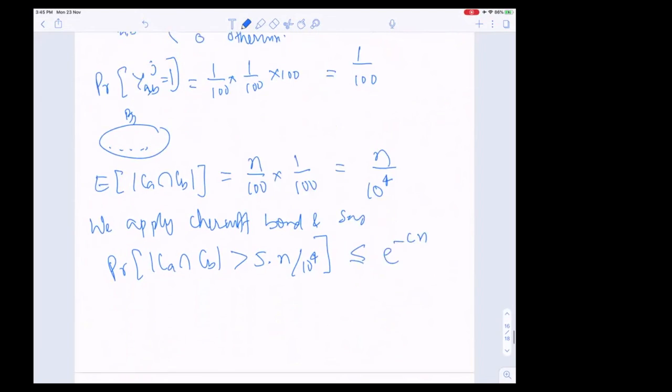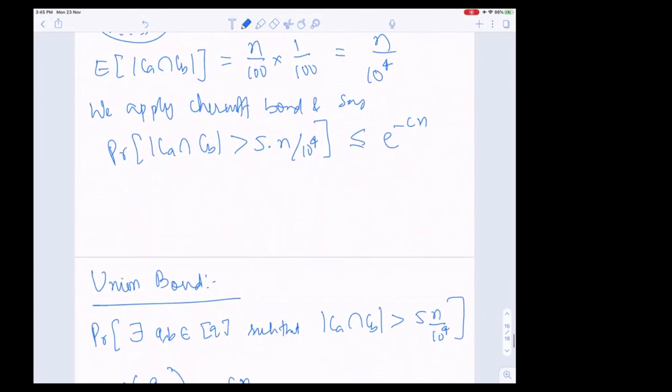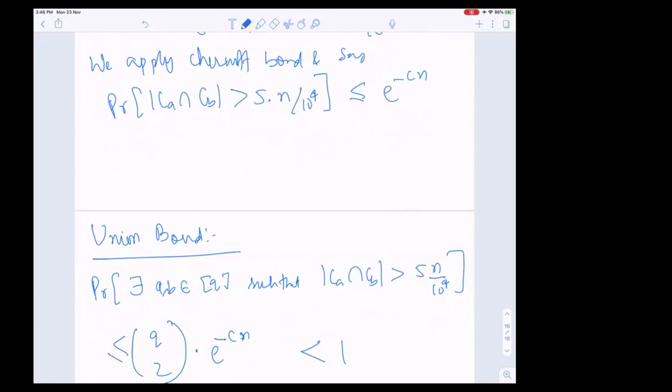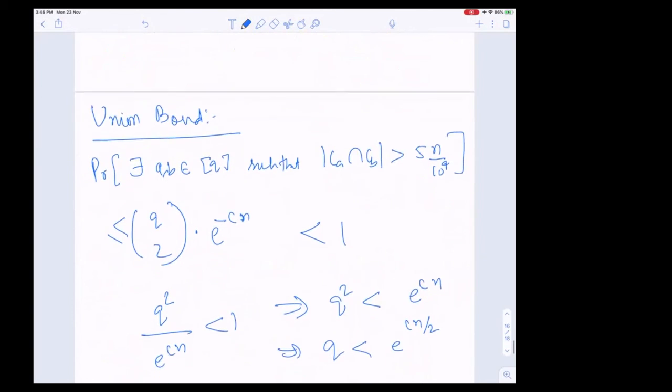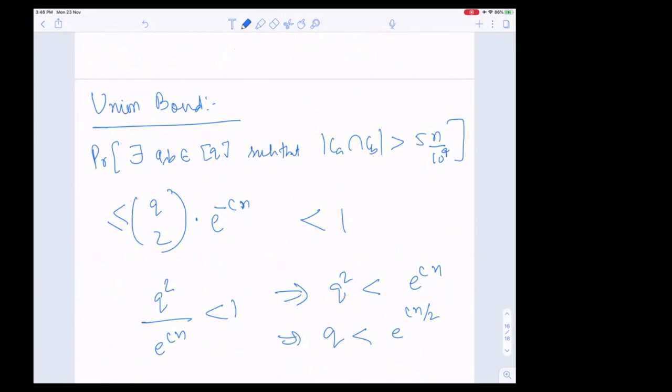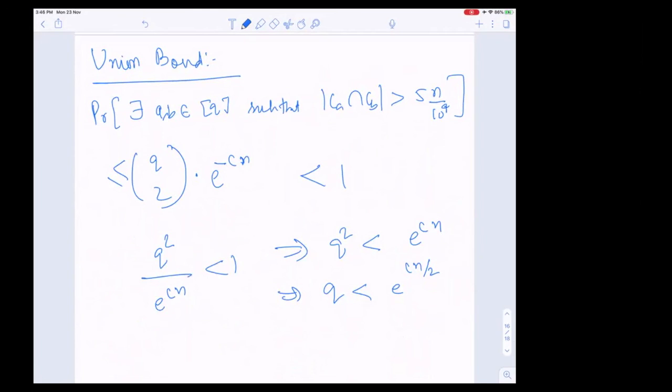This is the probability for a particular pair, but we want the property to hold for every pair in my sets. So I said the probability that there exists a bad pair is upper bounded by the number of possible pairs times the probability that each pair is bad. If that is less than or equal to 1, then we are good, because by the probabilistic method that implies there exist codes with the desired properties. And we know that if we choose Q less than or equal to e to the power Cn over 2, then we are good. Okay, any questions?